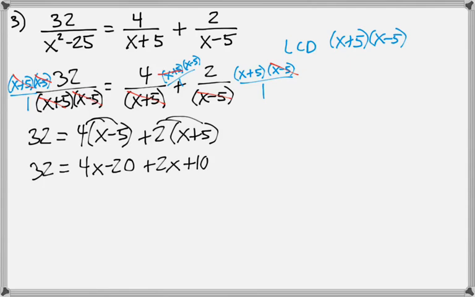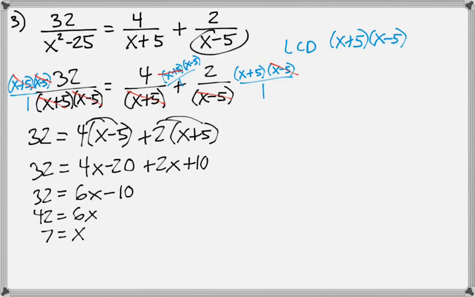Almost forgot my 32. I need to combine like terms. This will be 6x minus 10. If I add 10 to both sides, it's 42 is equal to 6x. And then divide both sides by 6, and x is equal to 7. And if you plug in 7 into any of your original denominators, it does not make it 0. So 7 is our final answer.